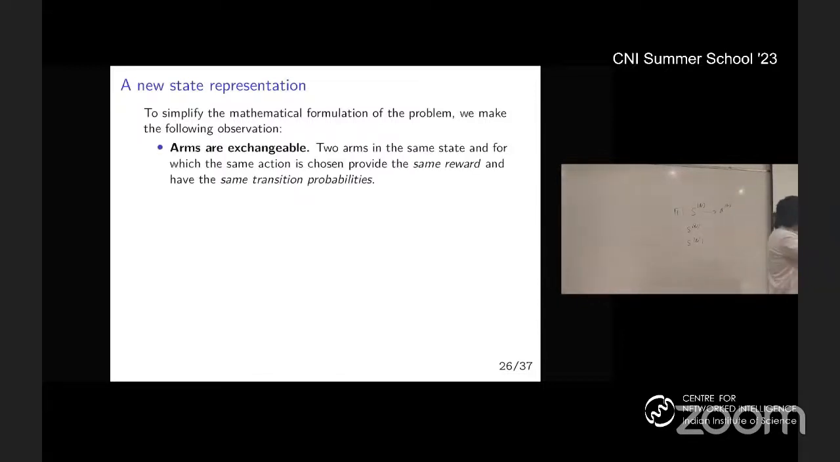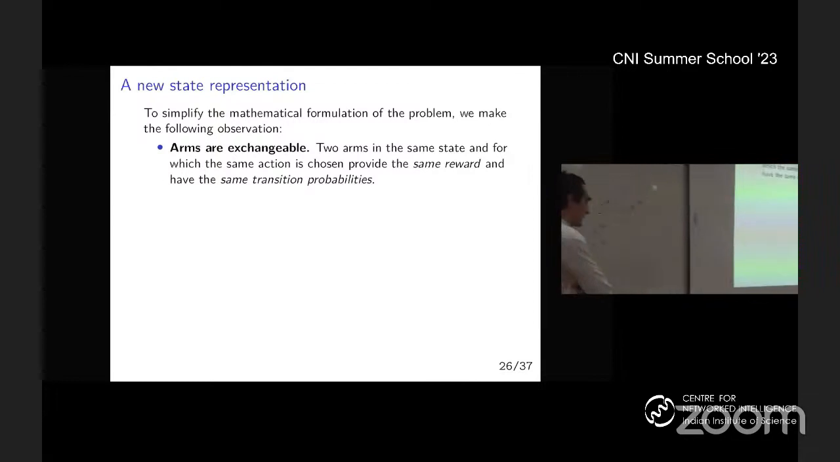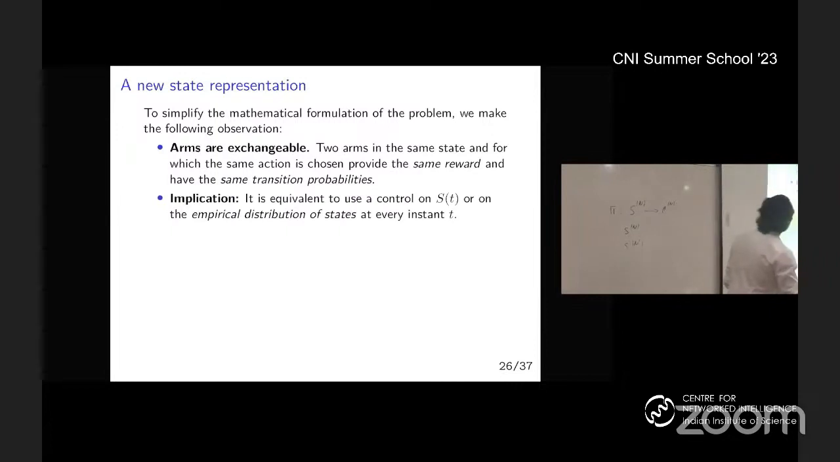What we are saying is that arms are exchangeable in the sense that two arms that are in the same state and for which the same action is chosen will provide the same reward and have the same transition probability. So this is the main assumption to make everything work, right? Everything is symmetric, and still the problem is hard. So what does it mean?